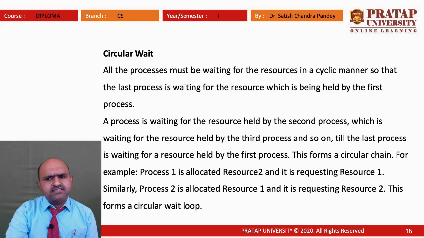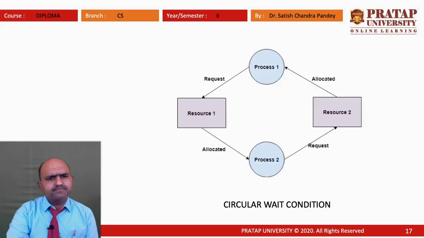This forms a circular chain. For example, process 1 is allocated resource 2 and it is requesting resource 1. Similarly, process 2 is allocated resource 1 and it is requesting resource 2. This forms a circular wait loop. These are the four conditions. It is also known as Coffman conditions.